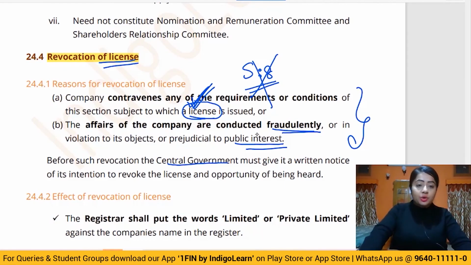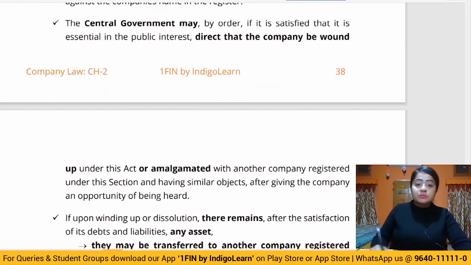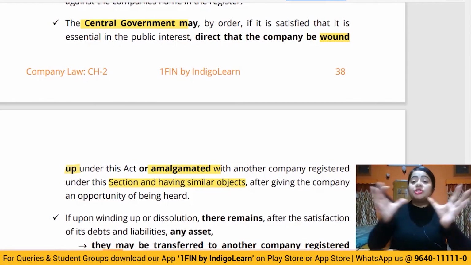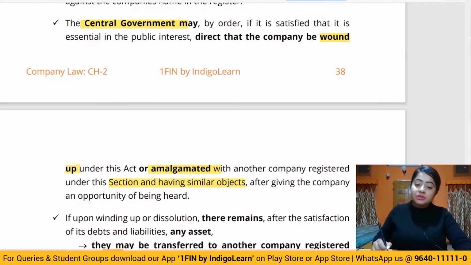Now, what is going to be the effect of revocation? First of all, this company is going to convert from a Section 8 company to a normal public or private company. Apart from that, it may also be possible that central government initiates the process of winding up of the company. Okay, the company may be wound up. Or else what can happen is that the company may be amalgamated with another Section 8 company having similar objects. Okay, it may be merged with another Section 8 company having similar objects.